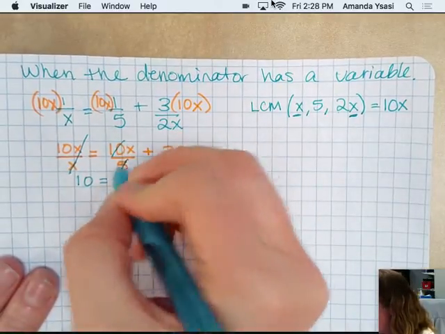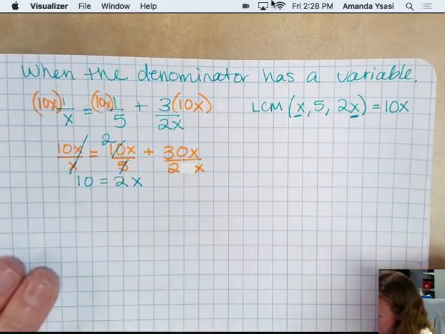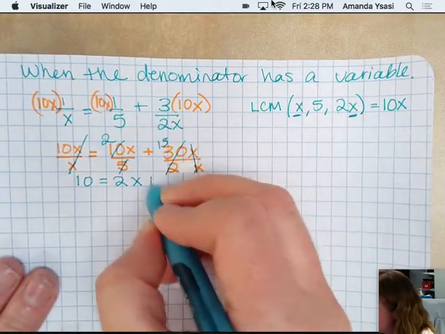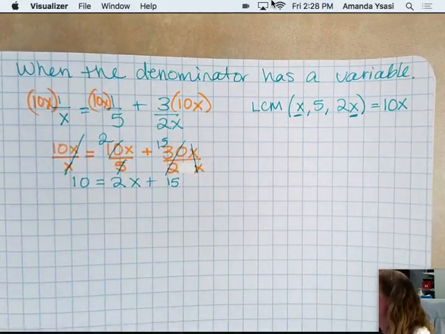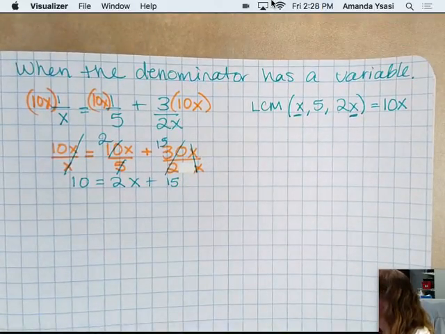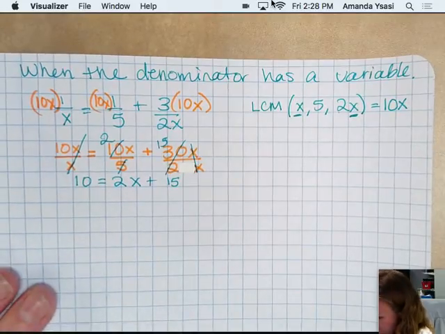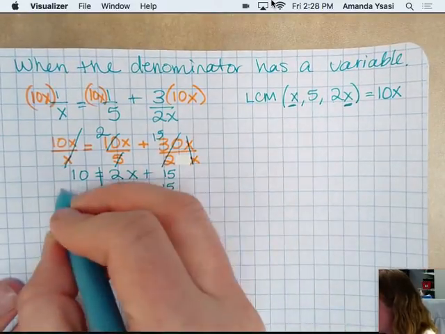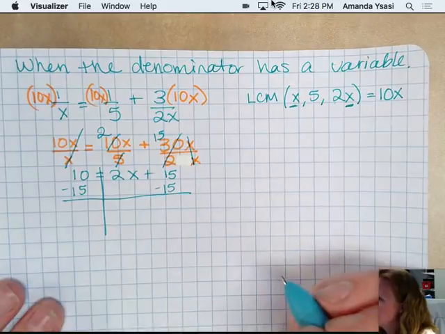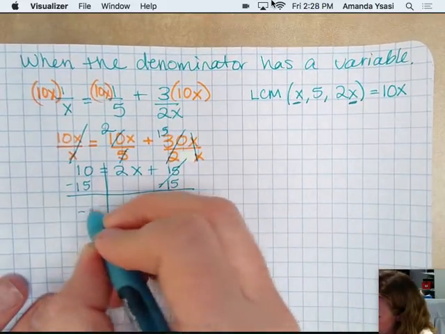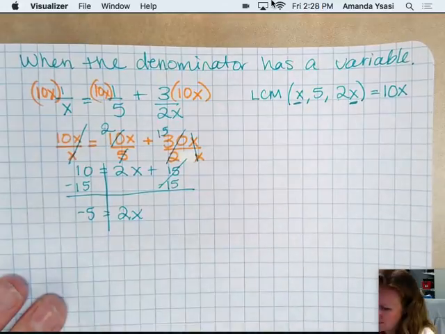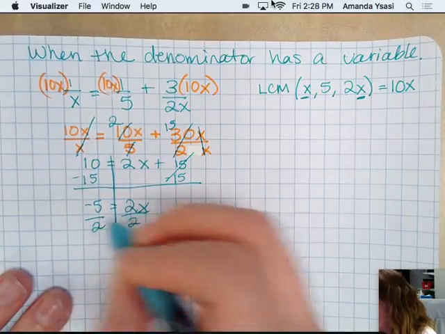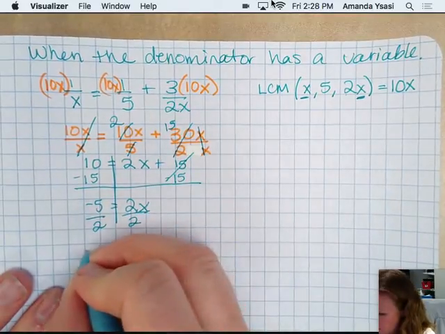This would simplify to be 2x. And the x's cancel here. 30 divided by 2 is 15, so plus 15. That makes it a much easier problem to deal with, just by getting rid of those fractions. So now we can solve it. Subtract 15. And we get negative 5 equals 2x. Divided by 2. Negative 5 over 2. Negative 2.5.